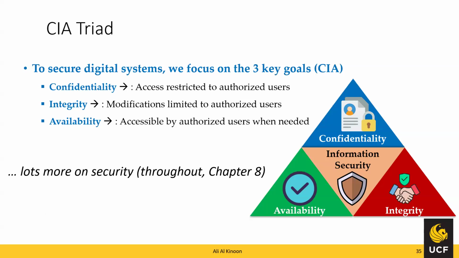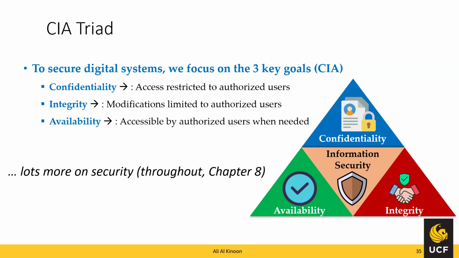Okay. Has anyone heard of the CIA triad? Yeah. Okay. And we can think of this as our blueprint in terms of security and being secured against systems. So to secure a digital system, we focus on 3 primary goals, and that's what the CIA stands for. First thing is confidentiality. We want to make sure that access is restricted to only authorized users. So here at UCF, you're an authorized user because you're a student, so you only have authorized access to the computers here.